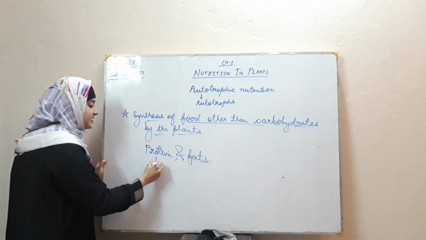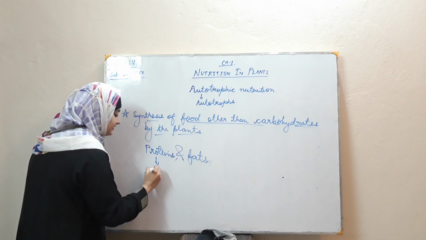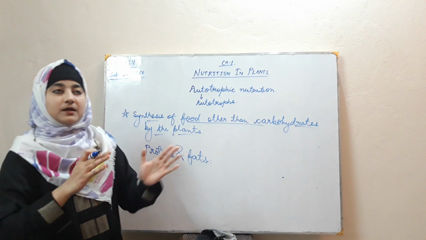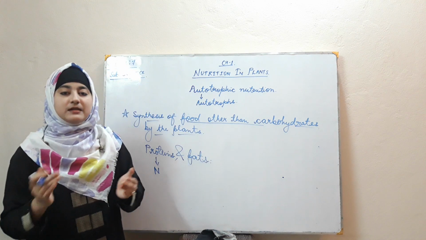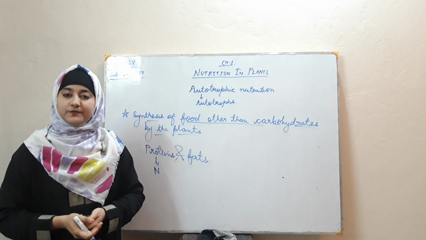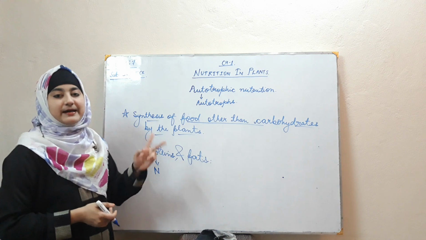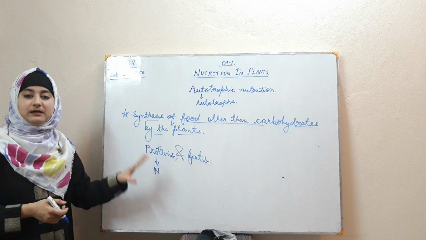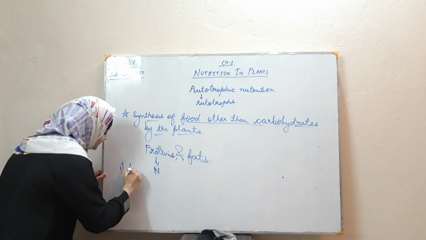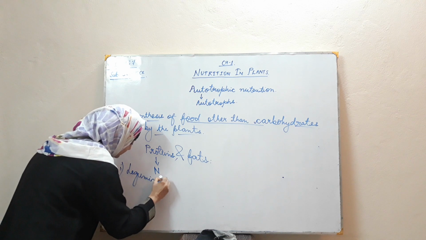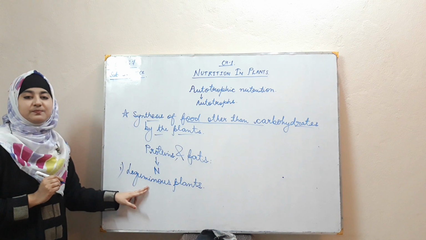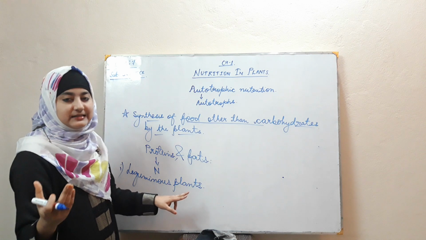Now, these proteins are very rich in nitrogen. Capital N symbolizes nitrogen. Although nitrogen is present in abundant amount in our atmosphere, plants cannot take it directly from the atmosphere. So there are two ways by which plants get nitrogenous compounds. The very first way is through the leguminous plants. Leguminous plants are basically pulses, means dalhan.